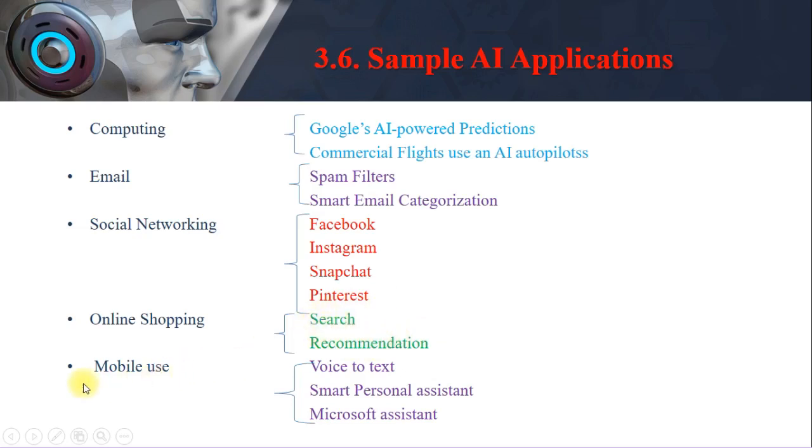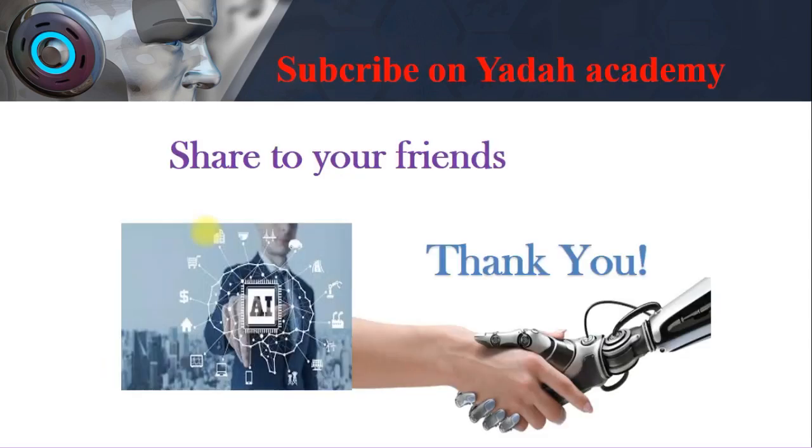If we see mobile use, in our mobile there may be a voice to text translator, and we have personal assistants, Microsoft assistant, and the like. So these are already developed artificial intelligence concepts that we use in our daily life currently, and we have different artificial intelligence products that we may use in the future. So this is all about the introduction to the artificial intelligence concept.